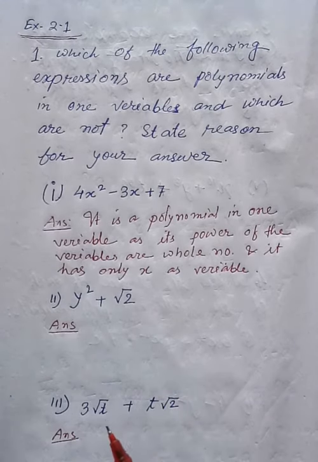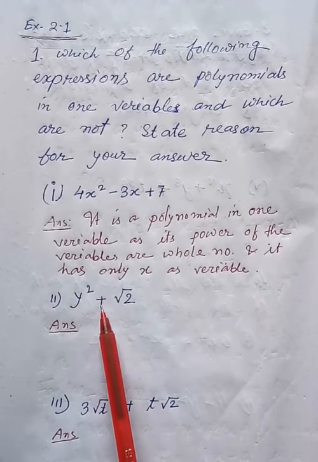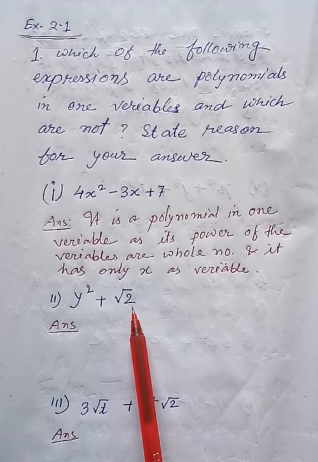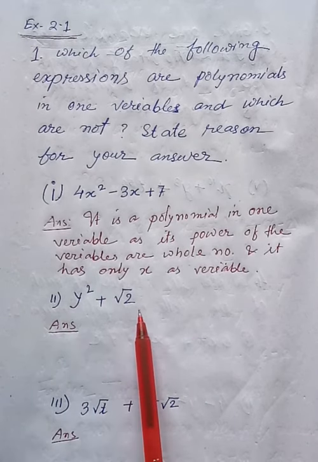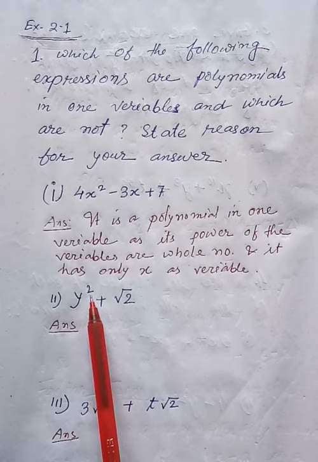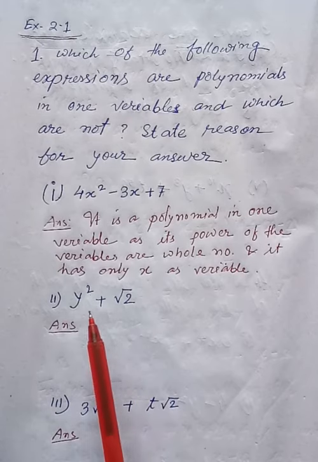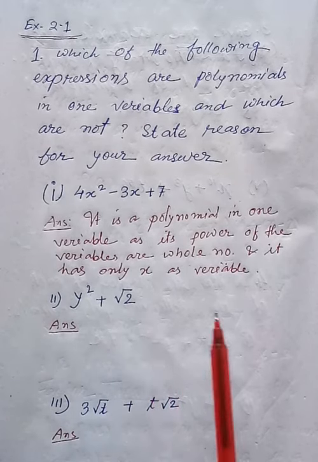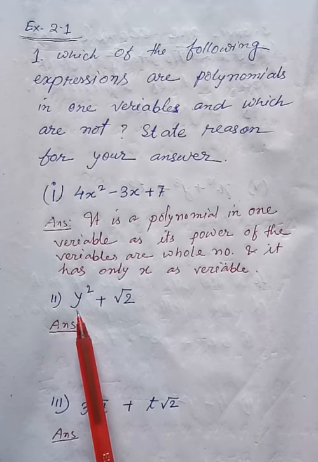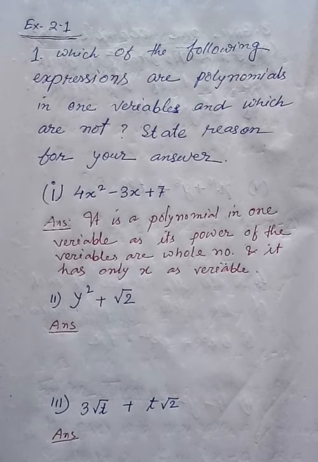Come to the next. y square plus root 2. We have to check the variable in this expression. The power of the variable is 2. It is a whole number or non-negative integer. So it is clearly a polynomial and it has only one variable, that is y. So it is also a polynomial in one variable.